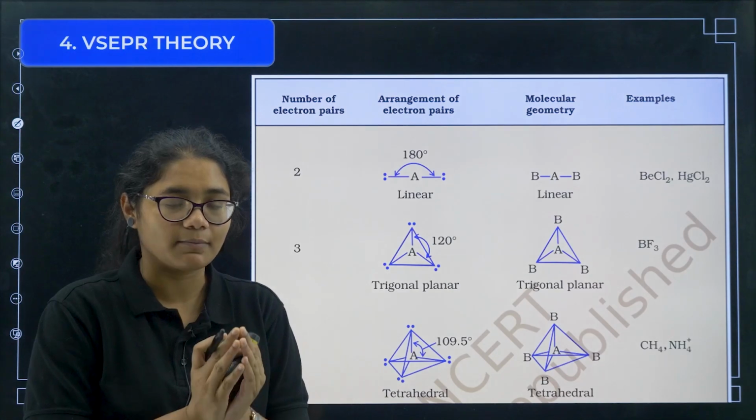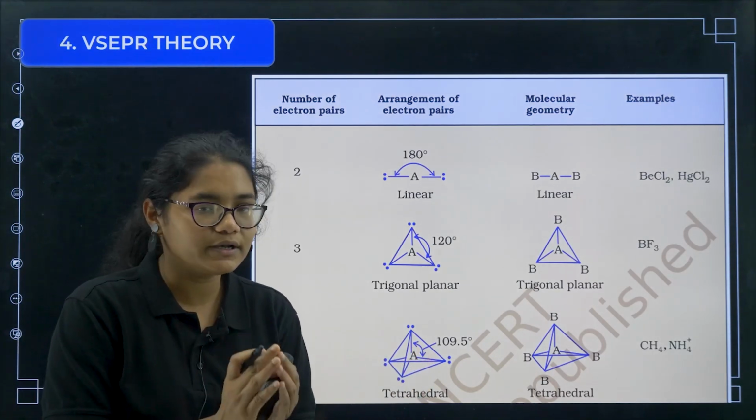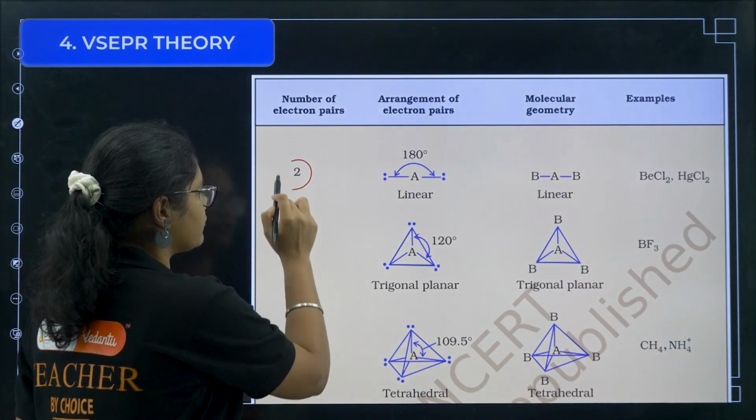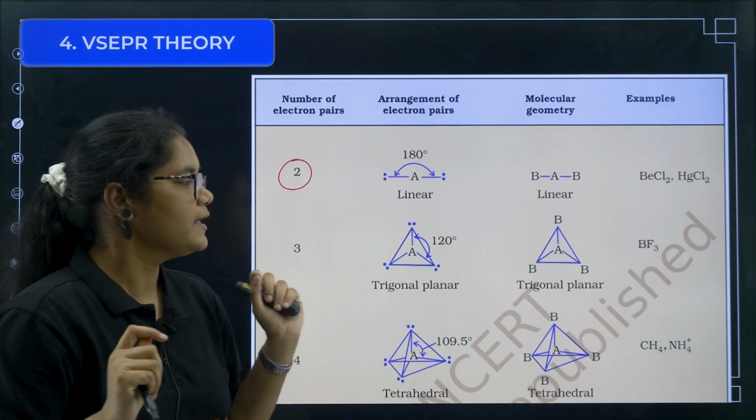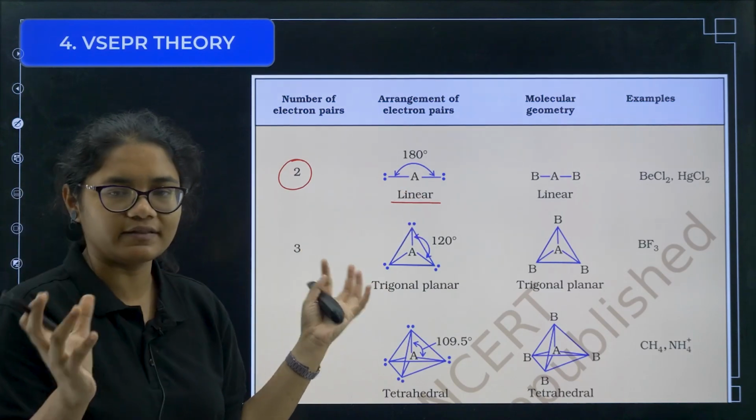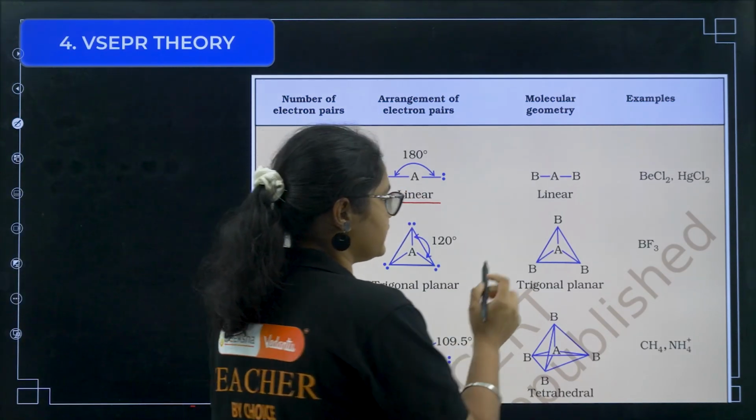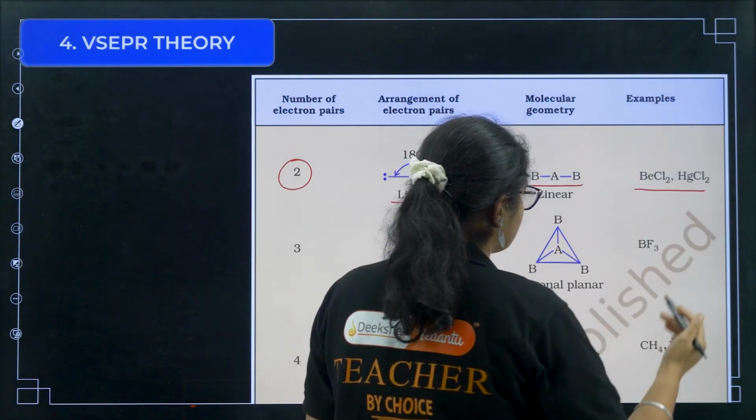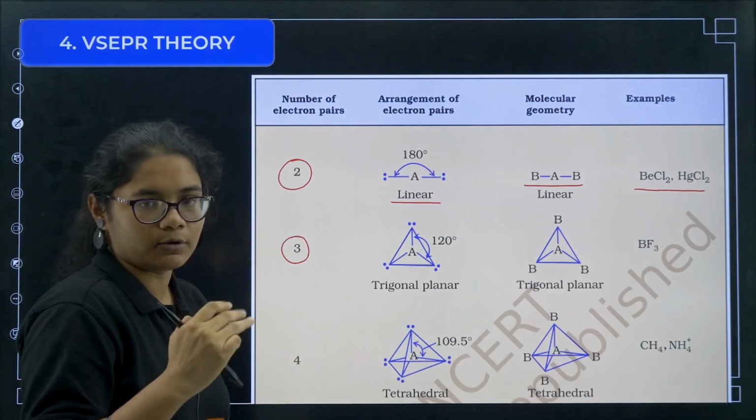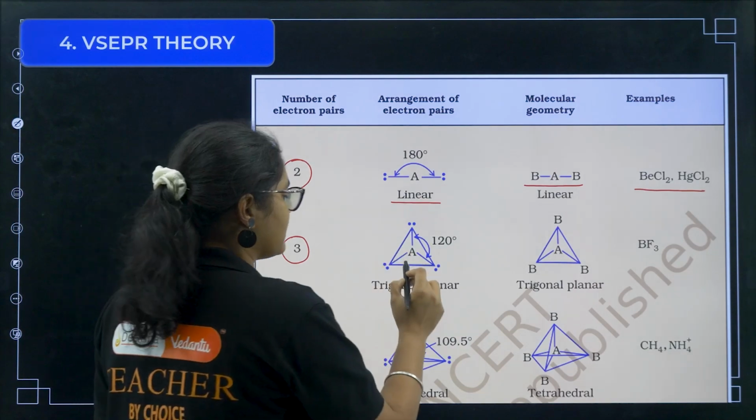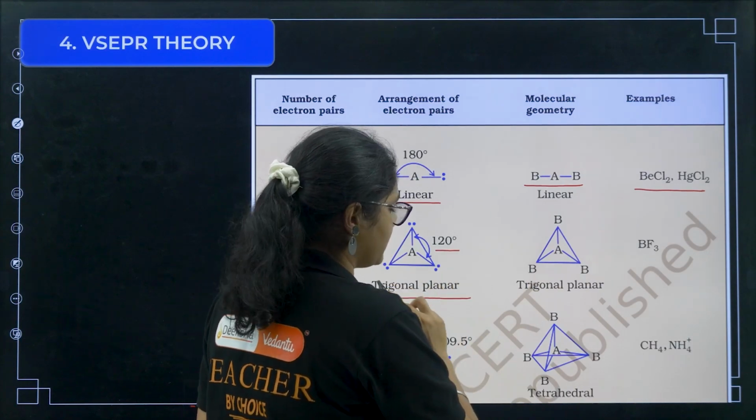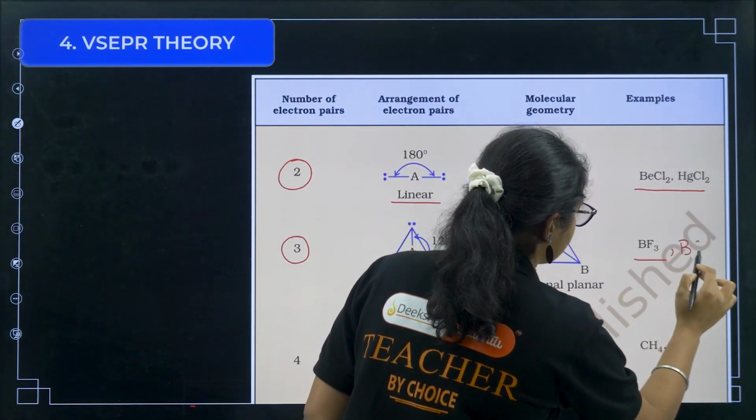Now we'll first talk about the basic structure, meaning there is no lone pair, only bond pairs. What are the geometries that are possible? First, if the number of electron pairs is 2, the only possible arrangement is linear geometry. You can see A, with atoms on 2 sides, so that is linear geometry. The example is BAB, and among real molecules, BeCl2 or HgCl2. The second one is with 3 bond pairs, only bond pairs and no lone pair. The geometry here is called trigonal planar. The bond angle is 120 degrees. Examples are BF3 and BCl3.